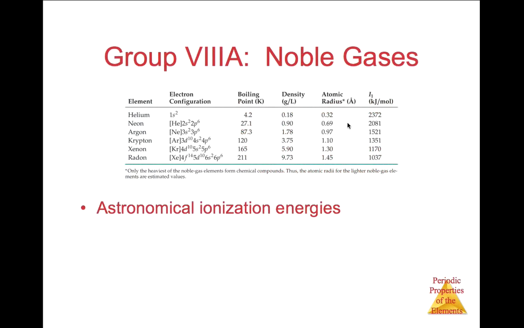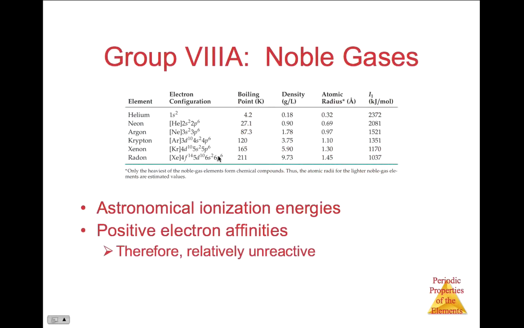Lastly, group 8, the noble gases. They have astronomical ionization energies because they don't want to lose electrons. They have a noble gas configuration already, and having a noble gas configuration of electrons makes them very, very stable. They have positive electron affinities. Therefore, they're relatively unreactive, and they don't react with very much of anything.